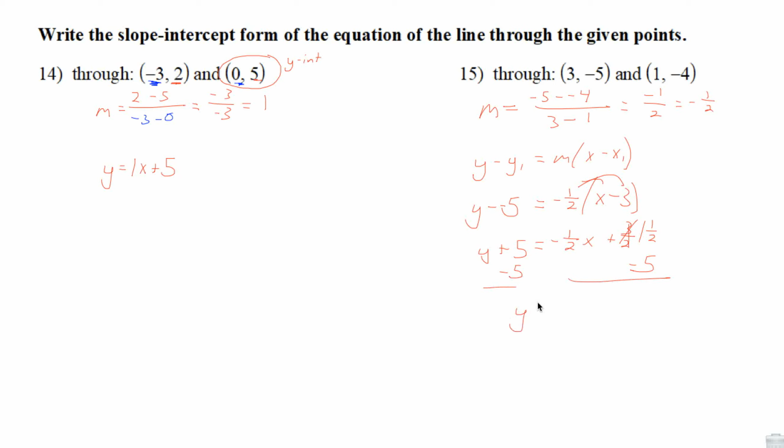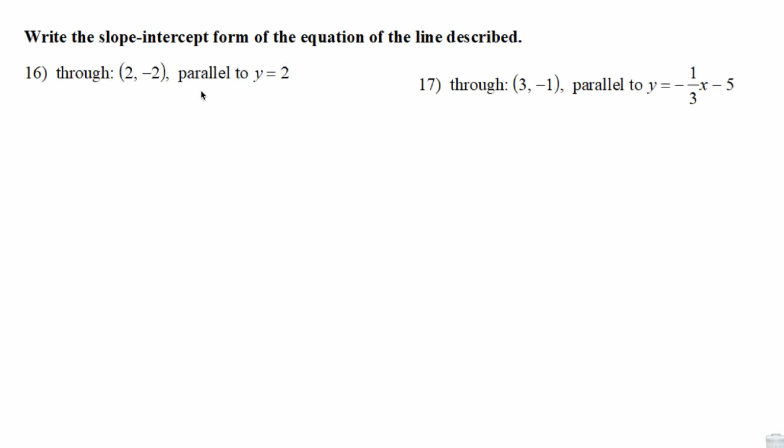And you get y equals negative 1/2 x. Negative 5 and 1.5 is negative 3.5. And there's the equation of that line. So that was, write the equation of a line given 2 points.